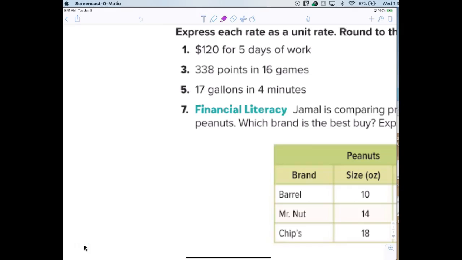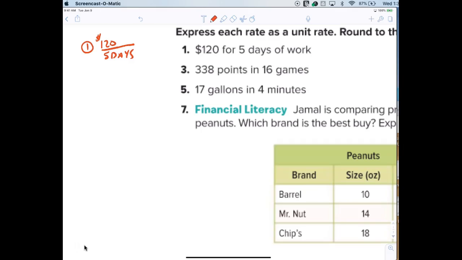All right, so what I want on your paper to start out with is this. I want everybody to write down for question number 1. I want everybody to write the fraction. So it'd be $120 every 5 days. So you make $120 every 5 days. Now the question is, how much money would you make per day?